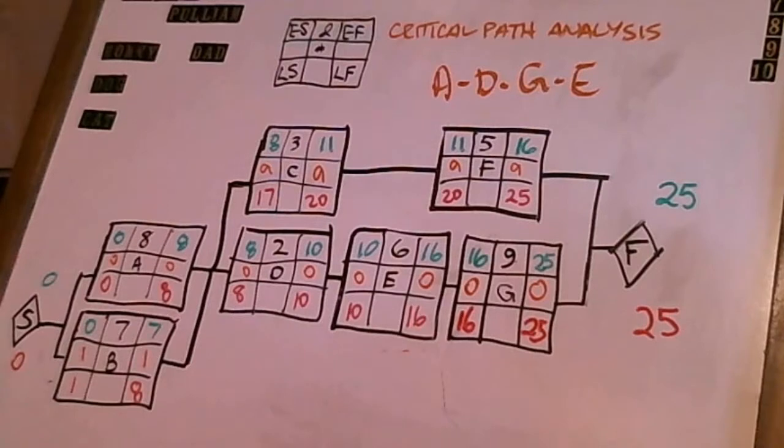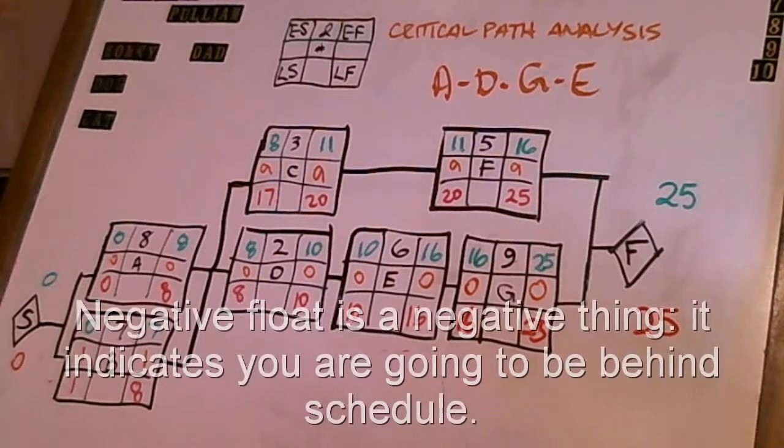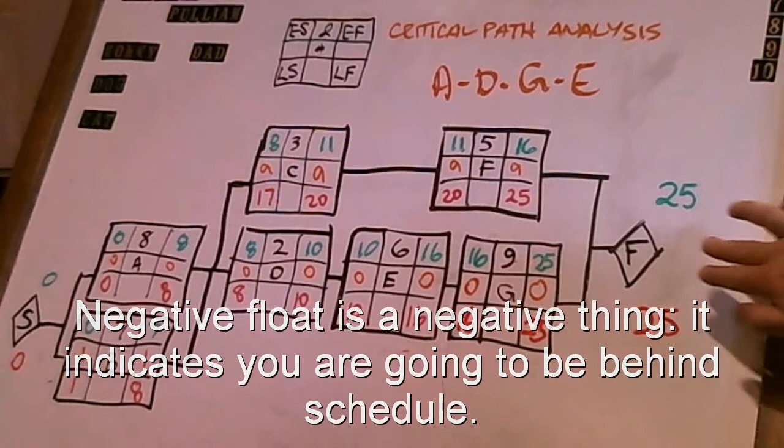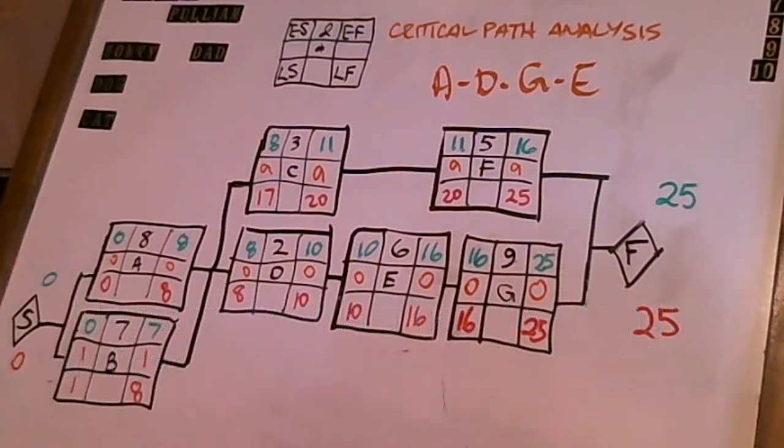Now, you may ask the question, is there such a thing as negative float? And in fact, there is. Negative float tells you that you're going to be behind schedule. Negative float tells you that this duration of 25 is most likely not going to be met, but rather this duration of 25, if you have negative float, shall be extended.